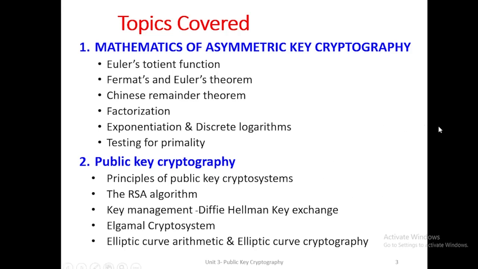If you consider the mathematics of asymmetric key cryptography, there are 6 different notations available. Those are Euler's Totient function, Fermat's theorem, Euler's theorem, Chinese remainder theorem, factorization, exponentiation and discrete logarithms, and testing for primality. These concepts are the backbone for the construction of a public key cryptography algorithm.